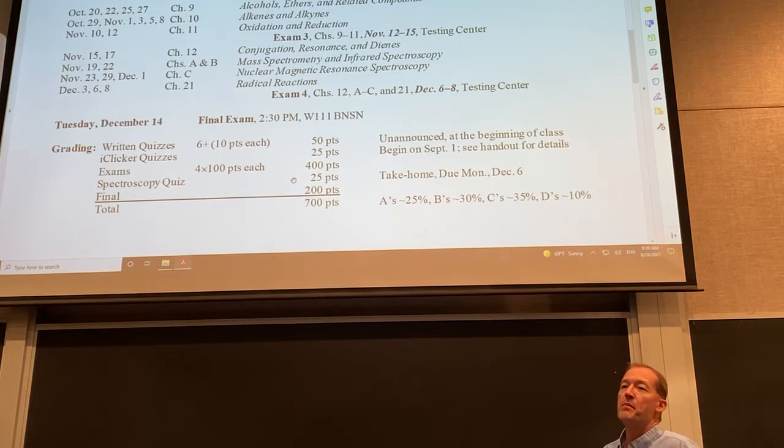And this is very, very important. In organic chemistry, the material builds on itself. So the material we're learning later in the semester will build on the material we're learning earlier in the semester. So if you fall behind in the class, it has a snowball effect, and it's very, very difficult to catch up. So one of my goals as your instructor is to do everything I can to ensure that you do not fall behind in this class.